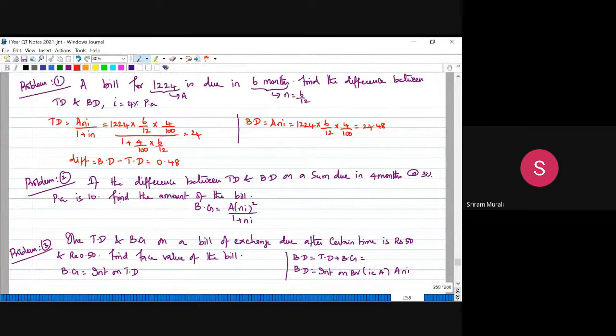So the difference between these two is given as the difference between banker's discount and true discount. This is the banker's gain, which is given as 10, that is equal to A into (4 by 12 into 3 by 100) the whole square divided by 1 plus 4 by 12 into 3 by 100. This implies A is equal to 1,01,000.